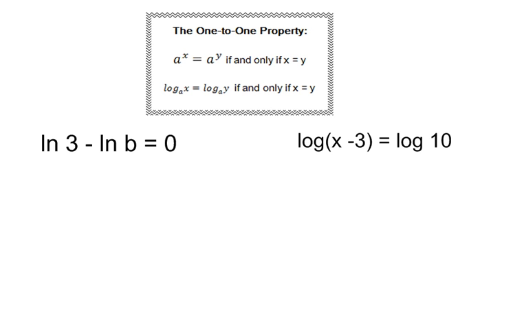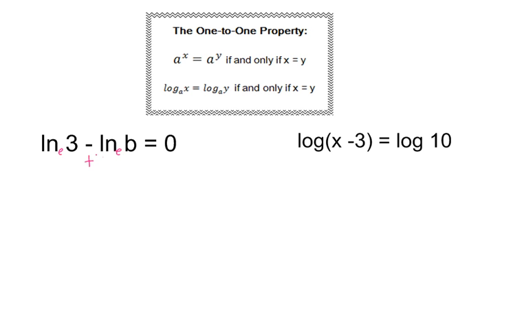Next property, oh, just kidding, we're still going. Like I said, it won't always be this easy. Sometimes we have to do some rearranging. So here we have the natural log of 3 minus the natural log of b equals 0. Well, to use our one-to-one property, we need like bases on each side. So I see with my natural log, I'm going to have base e and base e, but I don't have them on either side of the equation.